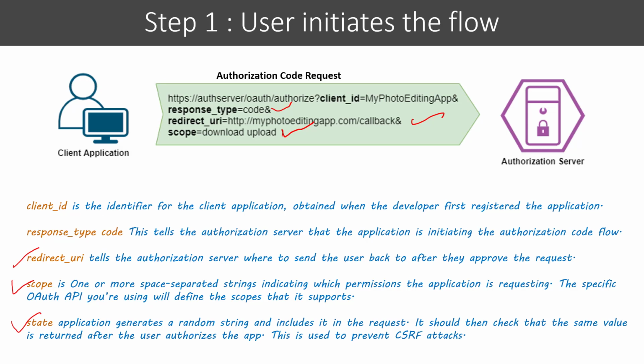So the first step is the client application sends an authorization code request to authorize the client application and the user. The authorization server validates the client ID, that it belongs to the client application that is already registered with the authorization server and it's valid. On successful validation, the authorization server redirects the user to the login page.